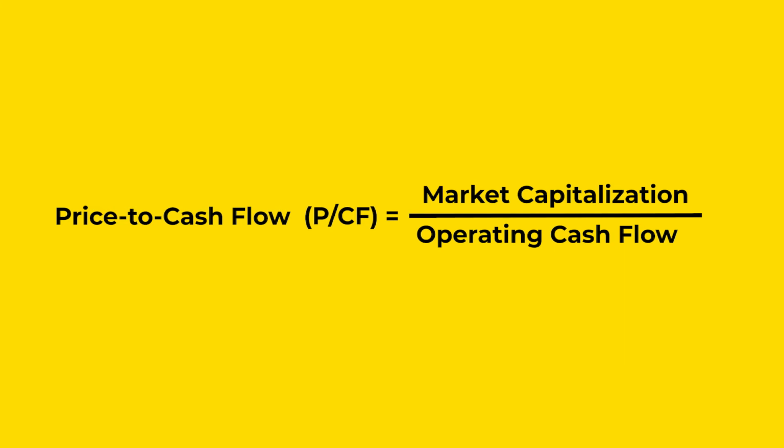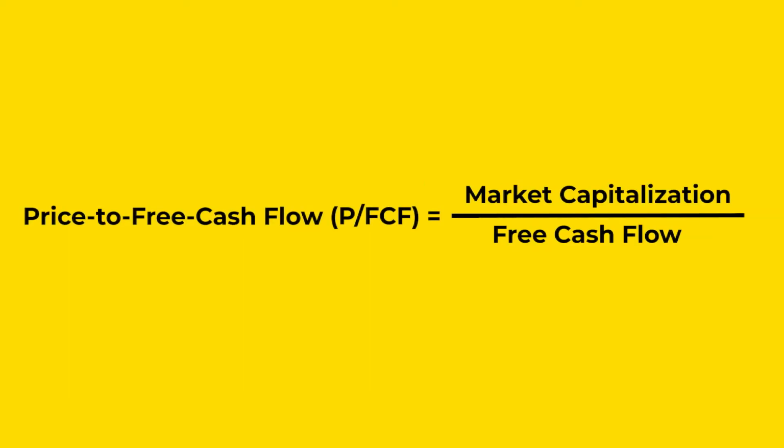The next indicator, PCF or price to cash flow ratio. Market capitalization is divided by operating cash flow, the amount of cash a company is created by normal business activity. This is a better indicator than the price-earnings ratio because it helps to eliminate accounting anomalies. If we also subtract capital expenditures from operating cash flow, we can calculate the last valuation indicator, which is PFCF or price to free cash flow ratio.